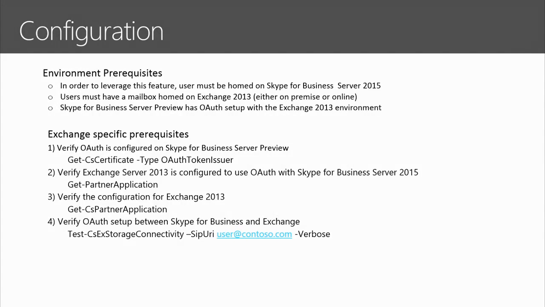If you want to verify that your environment is set up with OAuth, you can run a simple synthetic transaction, which is Test-CsExStorageConnectivity. You can specify the user's mailbox and use verbose, and you will see how the test message is created. It's doing an OAuth handshake between Skype for Business Server and Exchange, and then that test message is written to your Outlook conversation history. You can even see that test message. If that test passes, then your environment is ready for server-side conversation history and auto accept.